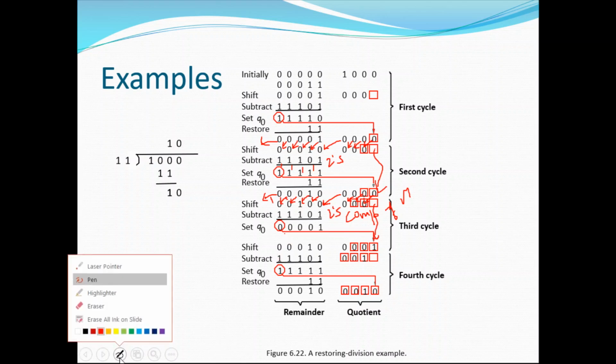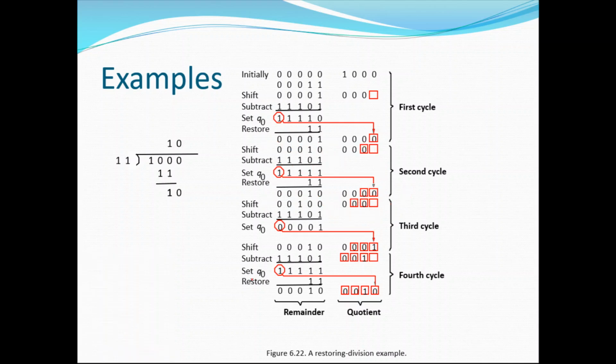So what you have to do now is directly left shift. So this 0 will go out. This 0 comes here, this 0 comes here, this 0 comes here, and this 1 will come here.